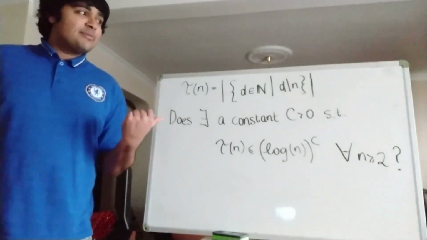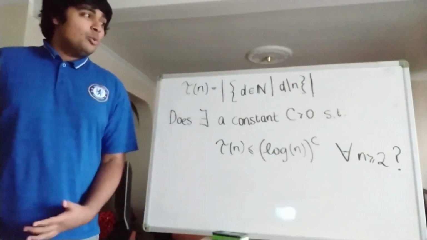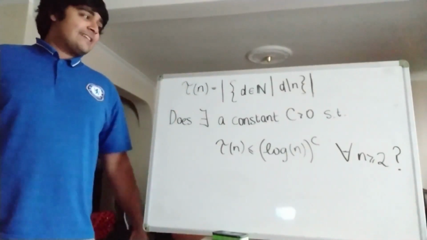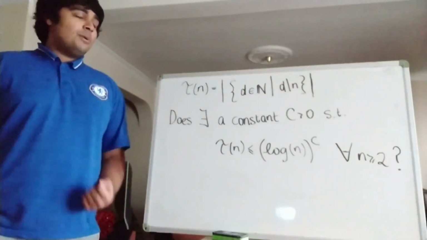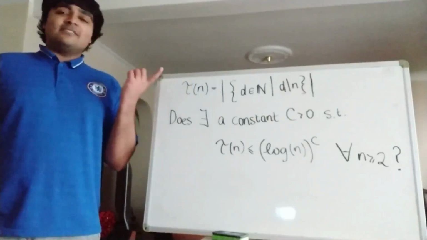Anyway, this is a number theory problem we've got today, and let's just get stuck into it. We have tau of n, which is known as the divisor function or the factor function, and it's simply the number of factors of n. So it's the cardinality of the set of positive integers d such that d divides n. Okay, so the number of factors of n.